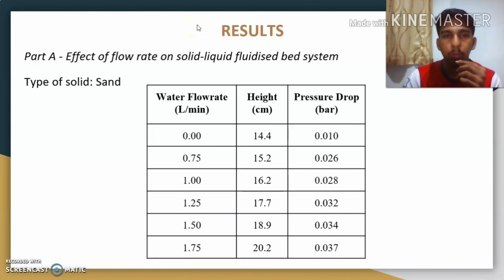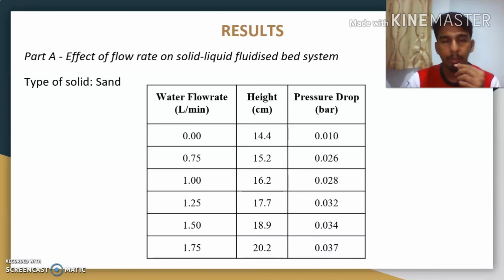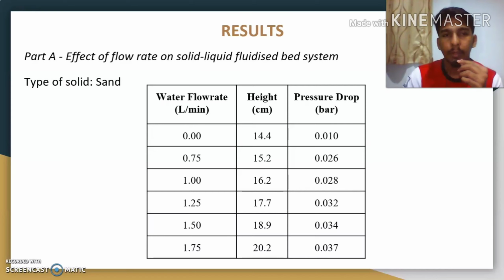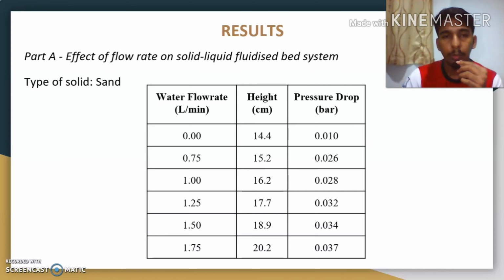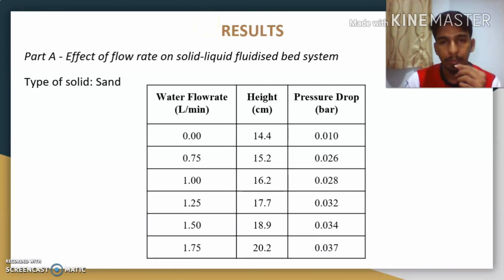My name is Satyarao, and now I'm going to present the results for this experiment. For the first part, experiment 10, we are going to see the effect of flow rate in the solid liquid fluidized bed system. The solid particles used in the bed are sand, and the liquid is water. In this experiment, we are manipulating the water flow rate, and the responding variables are height and pressure drop. We can see a clear increasing trend in the results. As the water flow rate increases, the height and the pressure drop also increase.